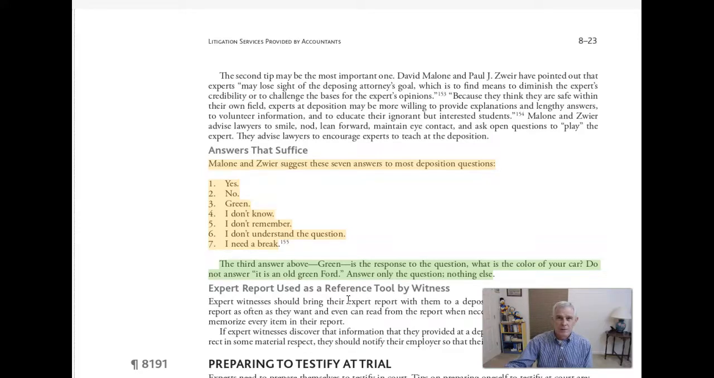Stop there. Okay. So answer the question truthfully, but succinctly. What is the exact question? Do you understand it? Give an exact answer. No more, no less.